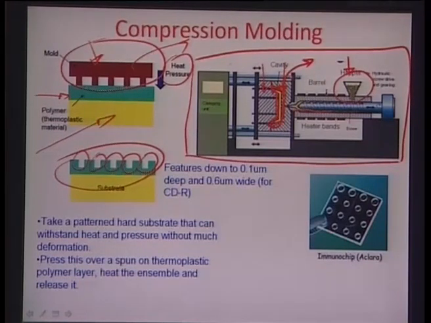So, in fact, this is a very useful process for microfabrication. In a nutshell, these processes are about taking a patterned hard substrate which is capable of withstanding heat and pressure with minimal deformation, and essentially a thermoplastic material spun over some kind of a wafer is molded by compressing the mold onto this particular thermoplastic film, and then the ensemble is heated so that it sets the thermoplastic material, and the mold is removed eventually.